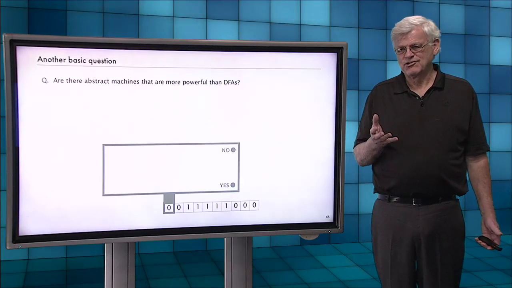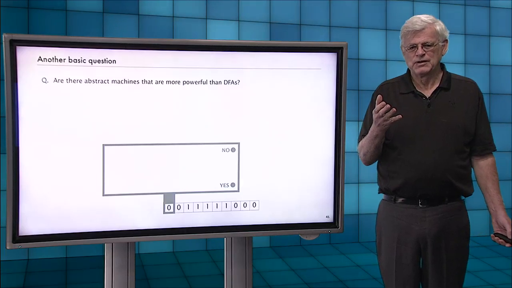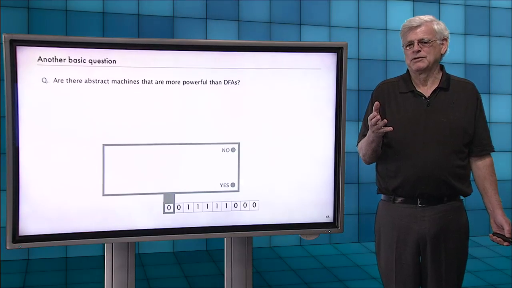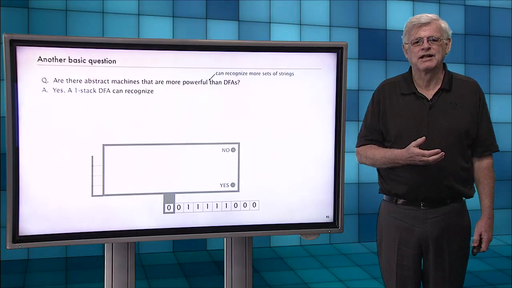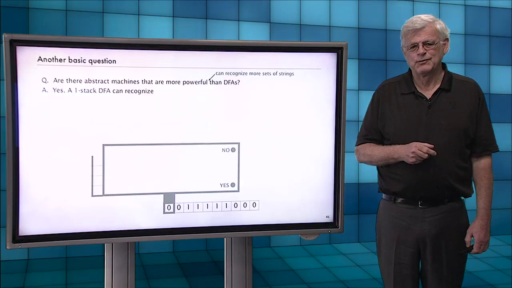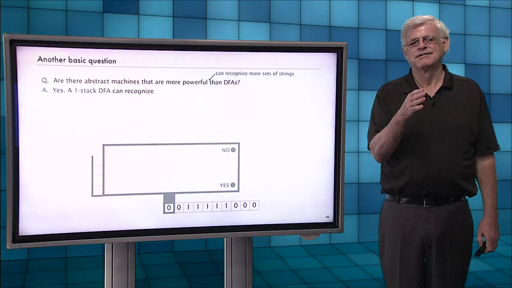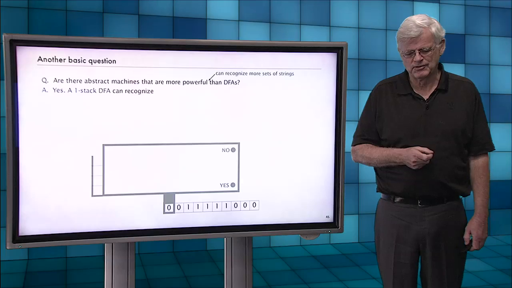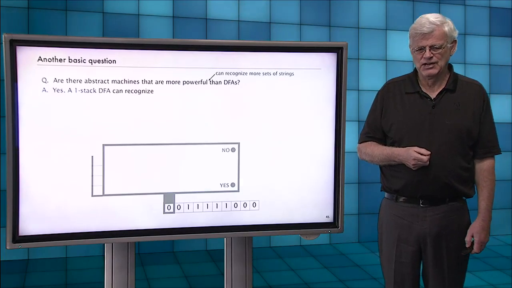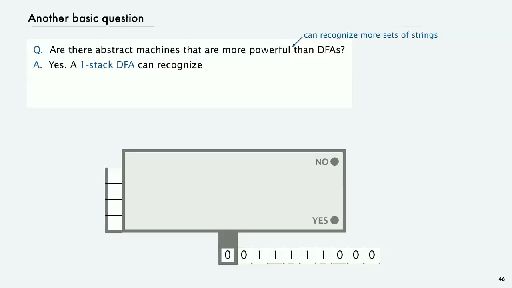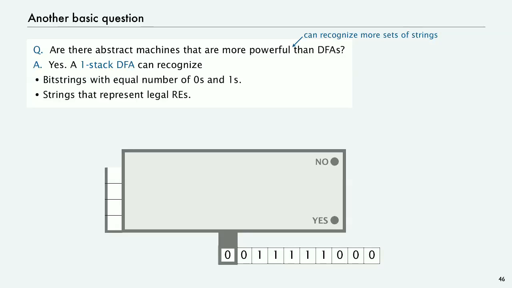So a natural question to ask is, is there a more powerful machine? Like, for example, is there one that can recognize this language, equal numbers of zeros and ones? And the answer is yes. What we can do is add a stack to the deterministic finite automaton. I won't give the details, but I'll give a demo and you can understand how this machine works. With this machine, you get to, if you want, in a state, put the character that you just read on a stack.